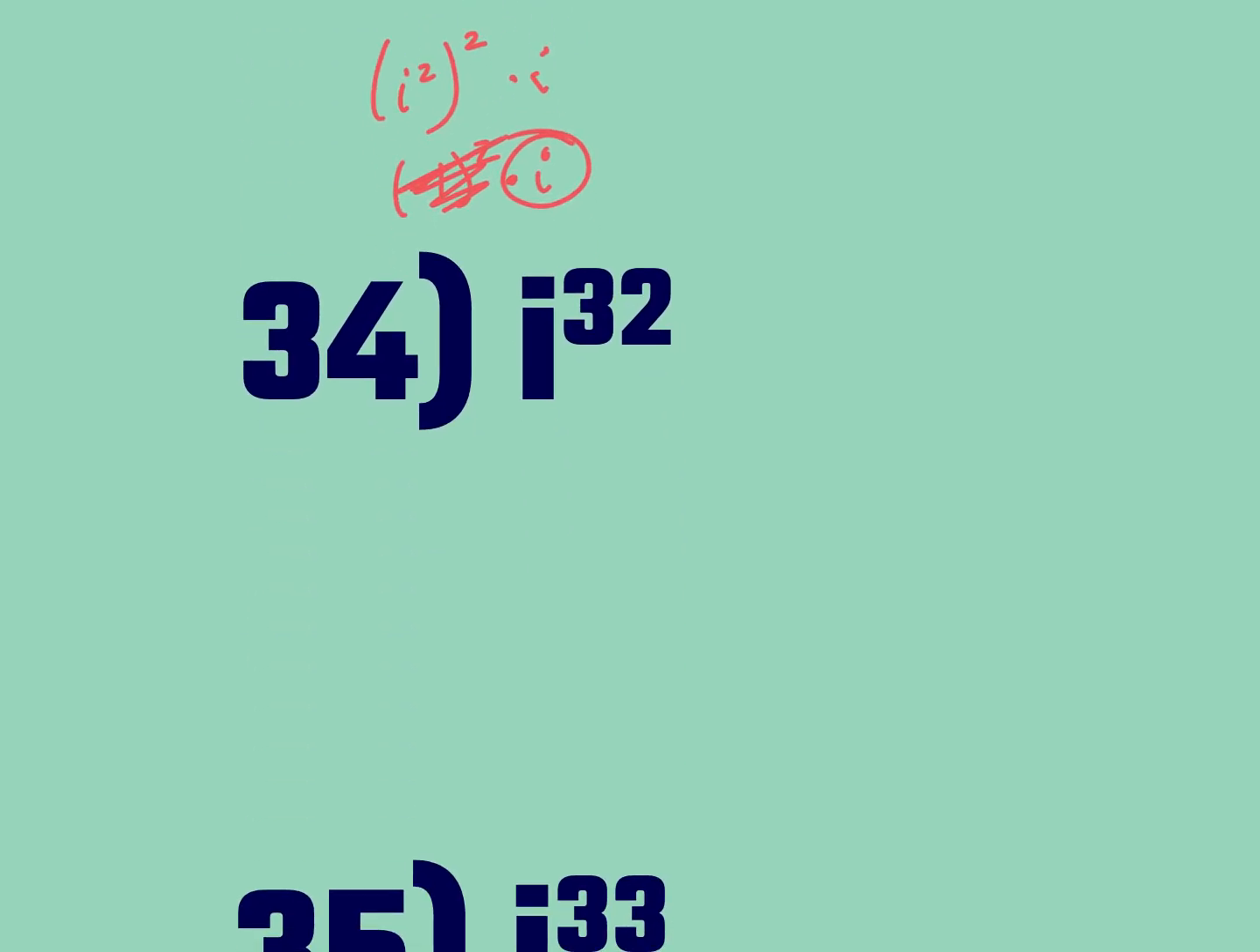All right, look at 34. Is this even or odd? Oh, it's already even. Okay, so that's easy. I'm going to take my i squared. So take your exponent and divide it by 2. So it would be i squared to the what? 16th power. Right? 2 times 16 is 32.